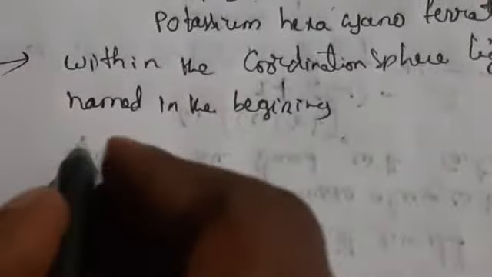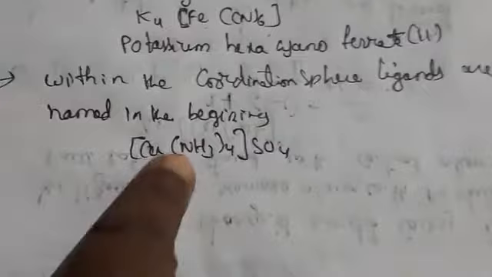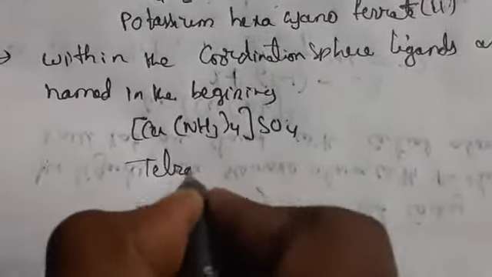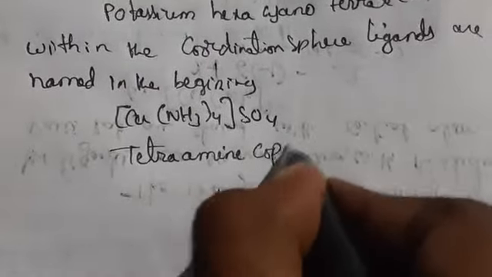Here I am taking the example [Cu(NH3)4]SO4. Within the square brackets, which we are not including sulfate, this is the coordination sphere, and within it this is the ligand. So the ligands are named in the beginning. Here we can say tetraamminecopper(II), then we have to write the remaining part: tetraamminecopper(II) sulfate. Okay, so this is what we have to write.